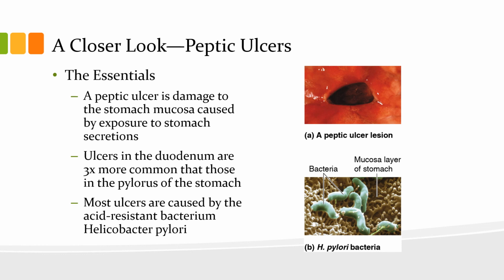So peptic ulcers can produce serious complications, including bleeding, anemia, scarring, obstruction of the pyloric opening, and perforation, which is leakage of stomach and duodenal contents into the peritoneal cavity.